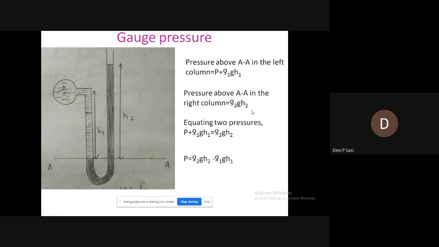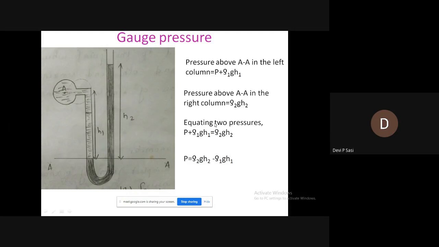Now, for a horizontal surface, the pressure is the same above the datum line. We are considering a horizontal surface. So the pressure above the horizontal datum line AA in the left column is equal to that in the right column, so we can equate the pressures. p plus ρ1 g H1 is equal to ρ2 g H2. From there, what is p? Take ρ1 g H1 to the right-hand side. So p is equal to ρ2 g H2 minus ρ1 g H1.